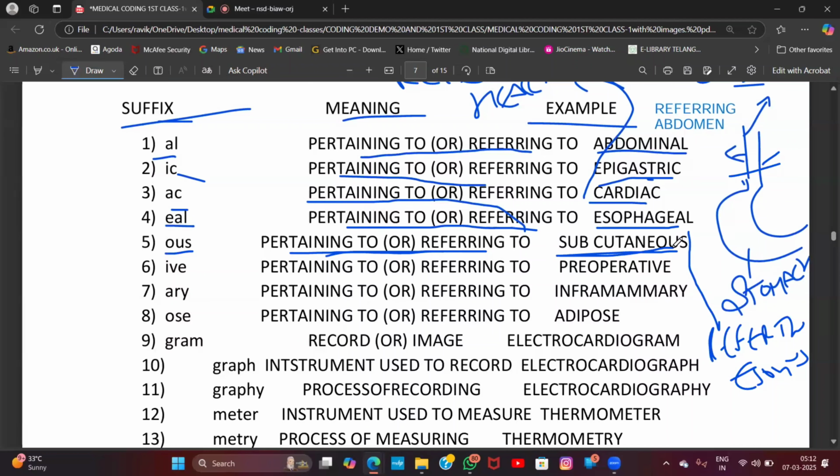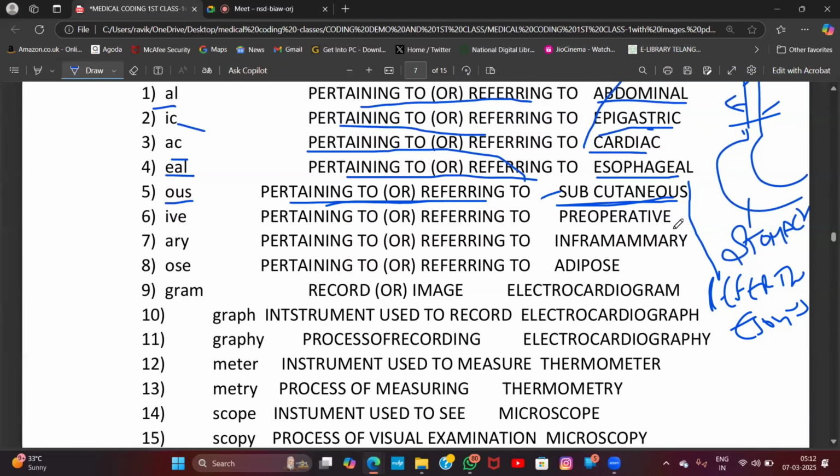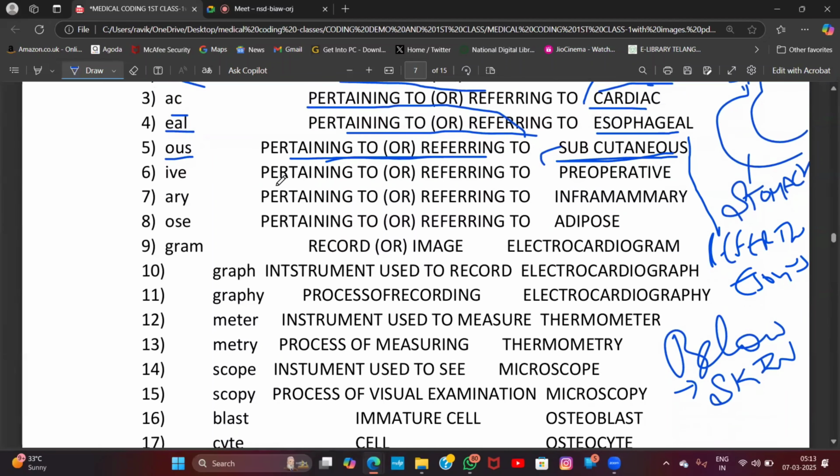Subcutaneous. What is meant by sub? The prefix sub means below. Cutaneous is nothing but skin. Subcutaneous is nothing but referring to below the skin.